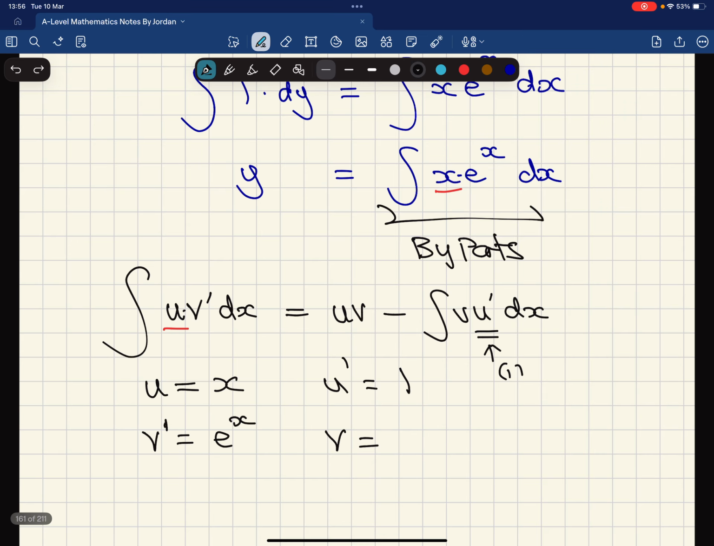So to get v, we need to integrate v dash. Whenever you integrate an exponential, especially e to the power of x, it integrates back to itself, which is very nice. If we didn't choose x to be u, if we did it the other way around, and made v dash the x, then you'd be integrating the x, which would increase the power on x, and therefore it wouldn't go back to a constant. So that's the wrong way of doing it. In this case, you let x be the one to be differentiated.